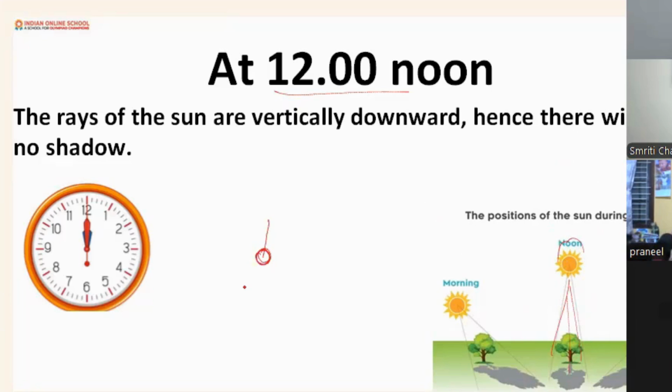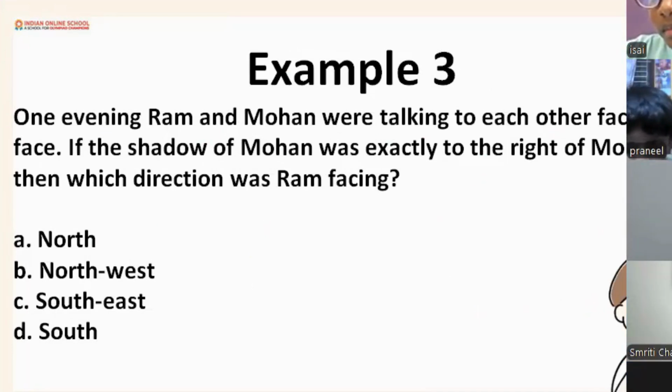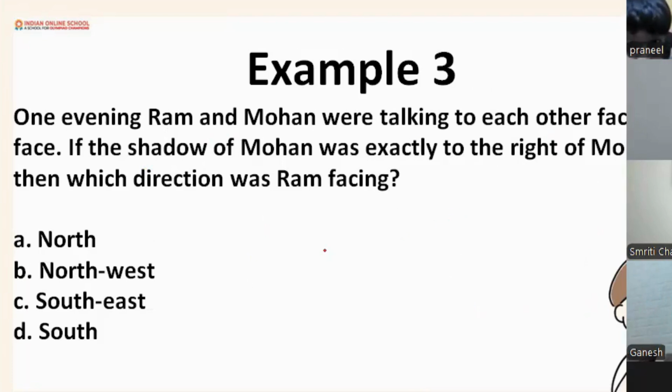Got it, everybody? Yes? Now we do have one question related to this. The question is, one evening Ram and Mohan were talking to each other facing face to face, which means if Ram is standing over here and Mohan is standing over here, they are facing towards each other. Now if the shadow of Mohan was exactly towards the right of Mohan, then in which direction was Ram facing?